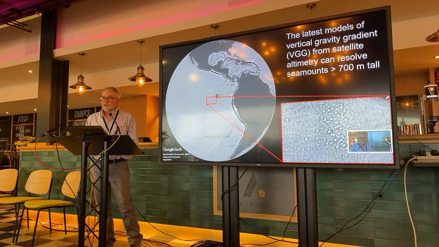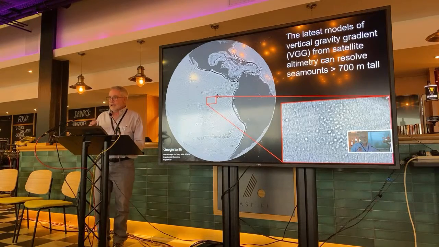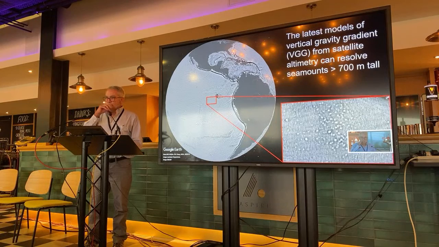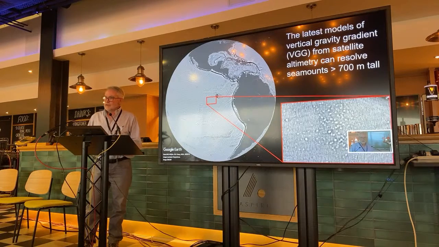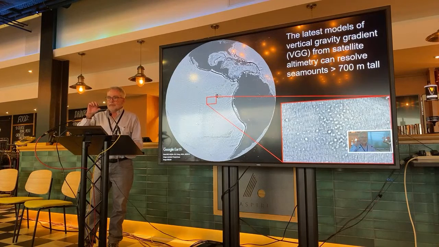There's something called SWOT, a NASA SWOT altimeter that will be launched in December, and that might improve the gravity field even more. So the accuracy of the gravity field is constantly improving, and the resolution will never really get that much better because it depends on the mean ocean depth. You're never going to resolve anything smaller than the mean ocean depth. But we can now start seeing all the seamounts, all seamounts greater than about 700 meters tall.